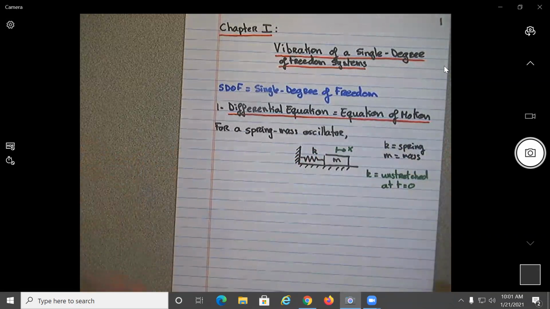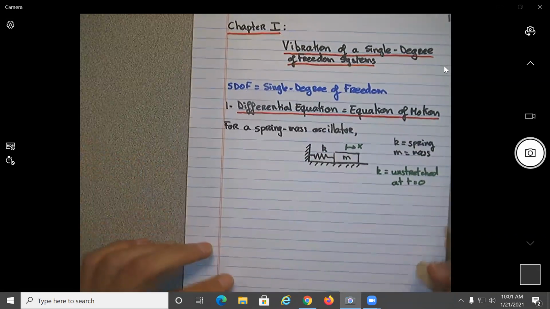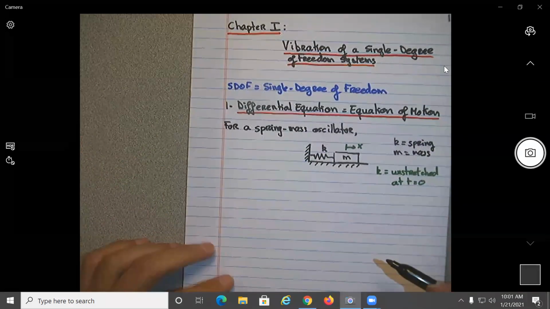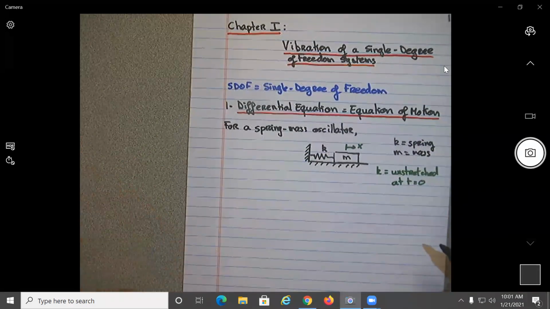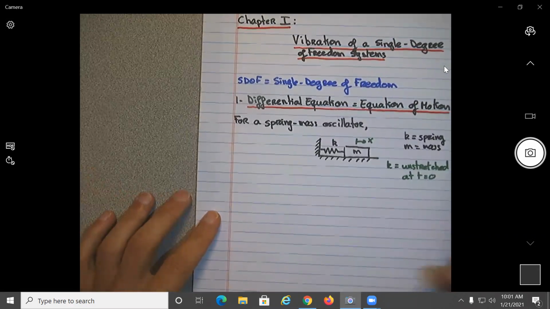All right, so I'm going to show you 2 different ways to derive the equation of motion. Really, only one is necessary at the beginning, but the second method makes a complicated problem a lot easier. Okay, so the first thing we need to do now is to derive the equation of motion.